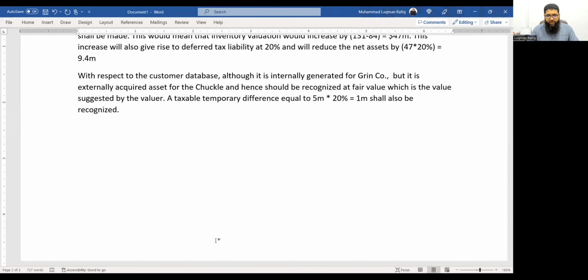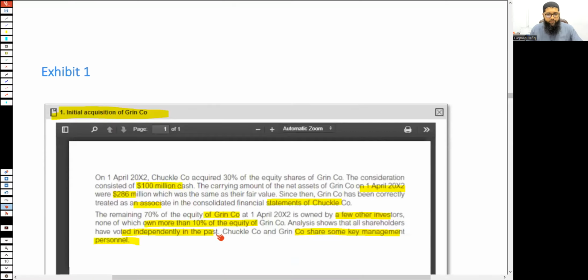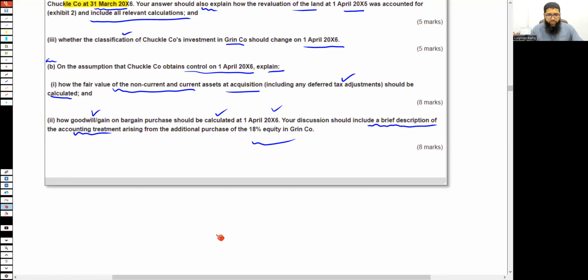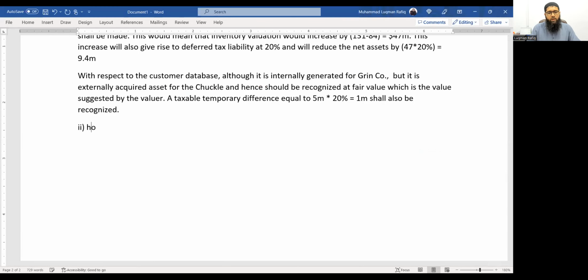Now, there is this last requirement to the question. What is the last requirement? It says how goodwill on bargain purchase should be calculated. Your discussion should include a brief description of the accounting treatment arising from additional purchase of 18% equity. How goodwill should be calculated.